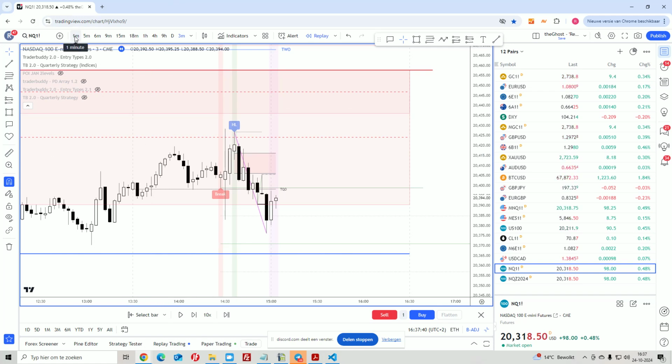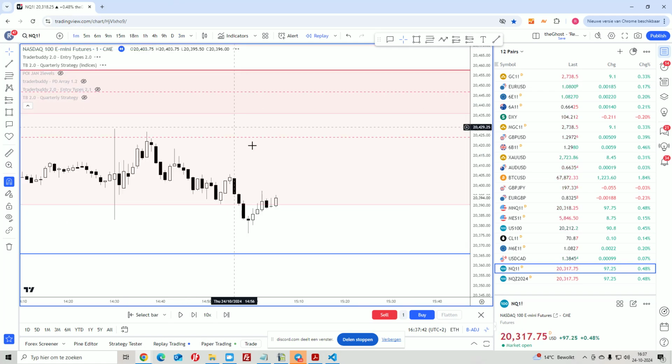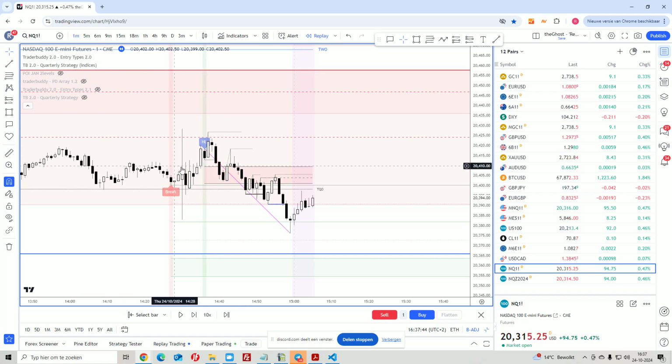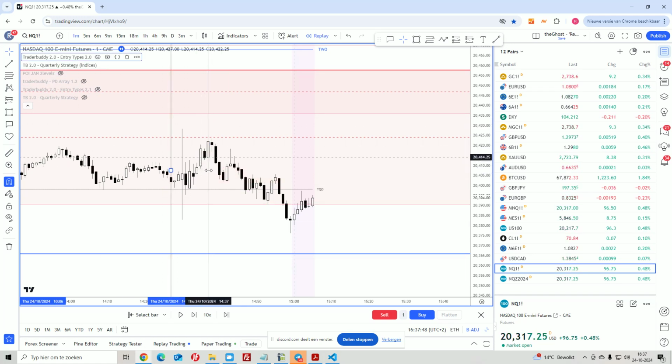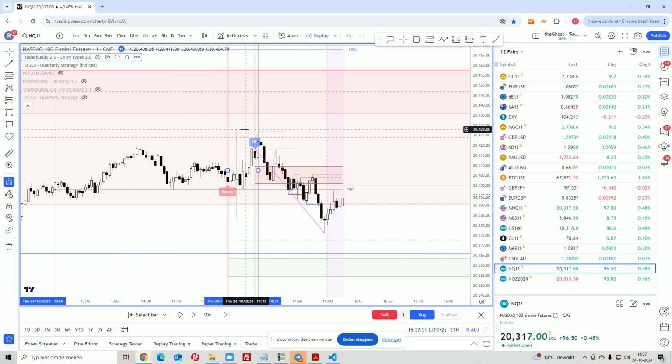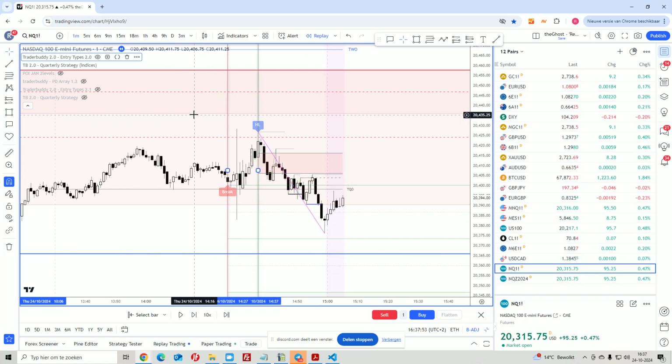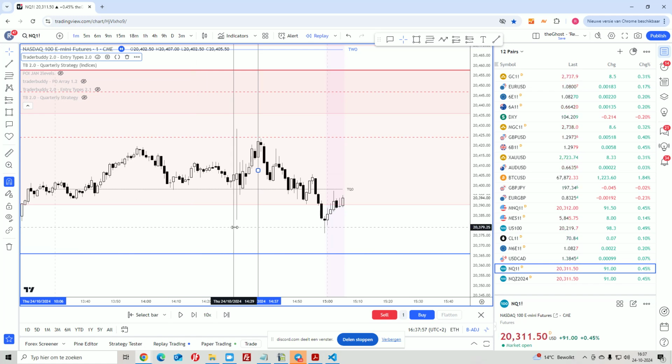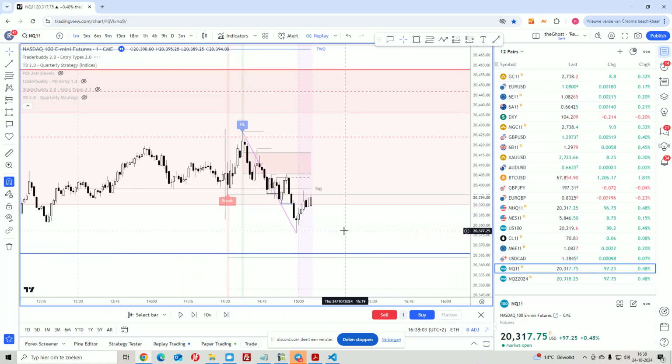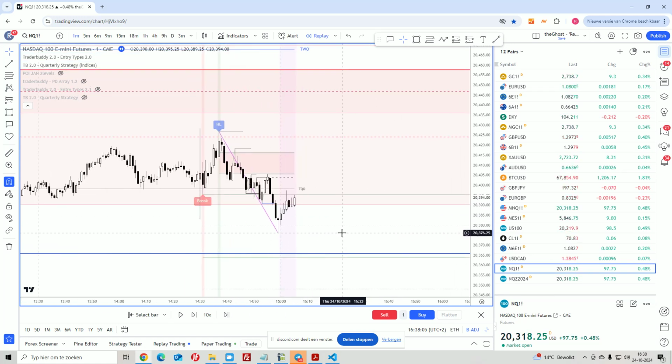Sorry, I have to go to the 1 minute with this indicator, because the indicator is based on the 1 minute. Now we look again, we say, okay, this is our highest swing inside our higher time frame PD array. And where's our swing low? Well, if we do not count this one, then this is our swing low. Now, how does the indicator work? Well, there are several settings.